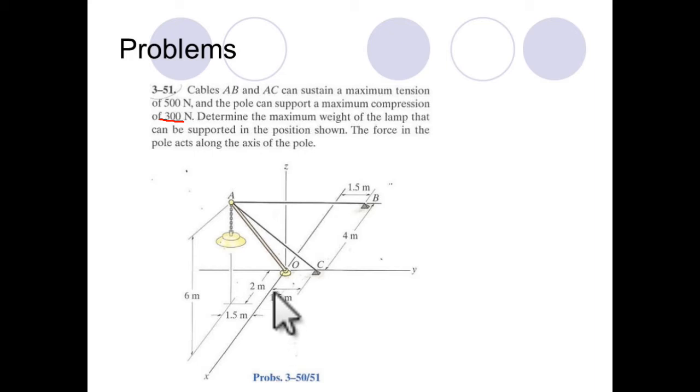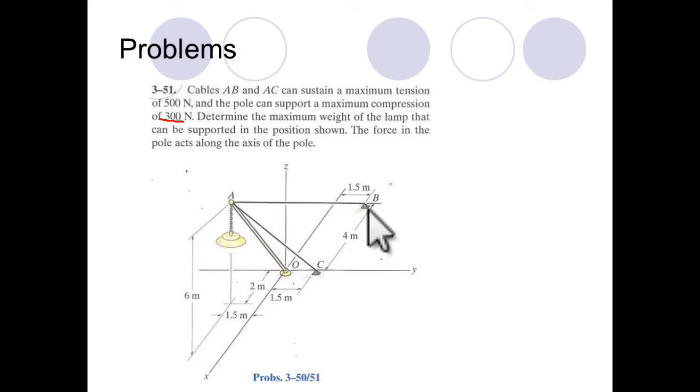So the distances are given. From A to O to C is given as 1.5 meters, and the axes are given also. We have the x-axis, we have the y-axis horizontally, and the z-axis vertically. The x-axis can be considered as towards us. So the height of the lamp from the ground is 6 meters, and the position of the lamp is 2 meters in x direction and 1.5 in negative y direction. This is where point A is.